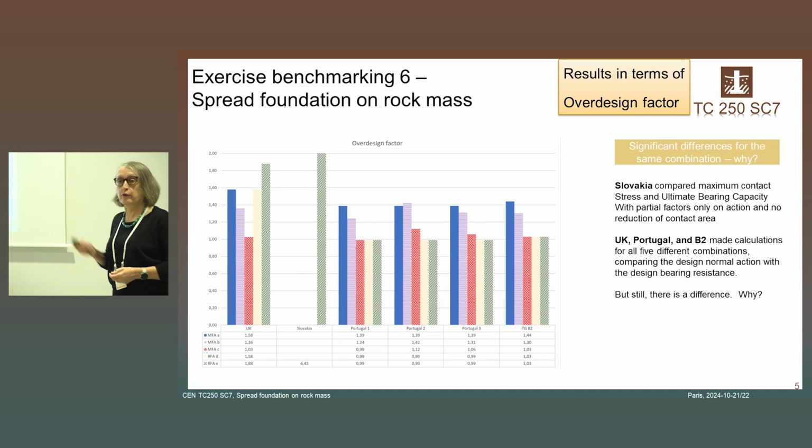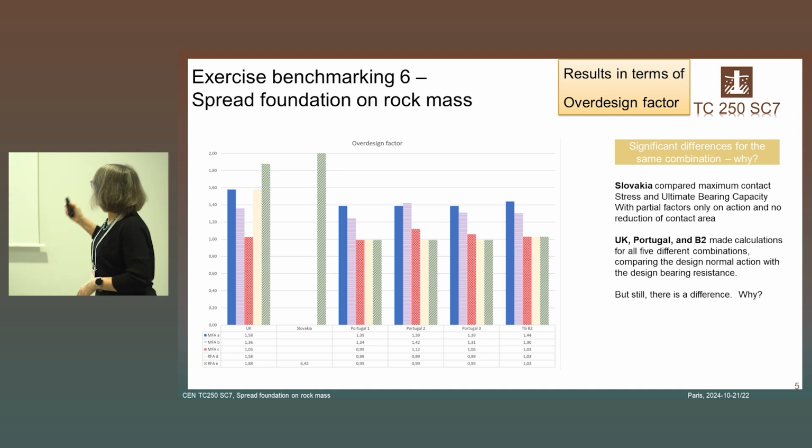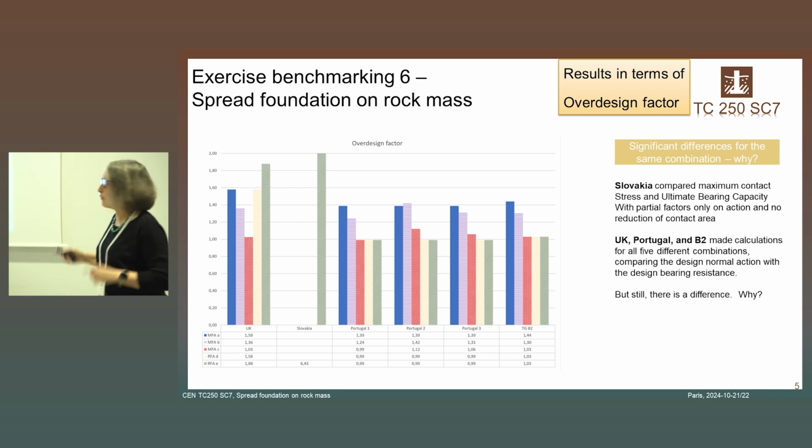And actually, for those that didn't provide an over-design factor, I calculated it based on what I could find in the information back. So we actually have 3 different versions from Portugal. We have the TDB2, we have Slovakia, and we have UK presenting these results. So already here we can see there are different ways of actually doing the approach.